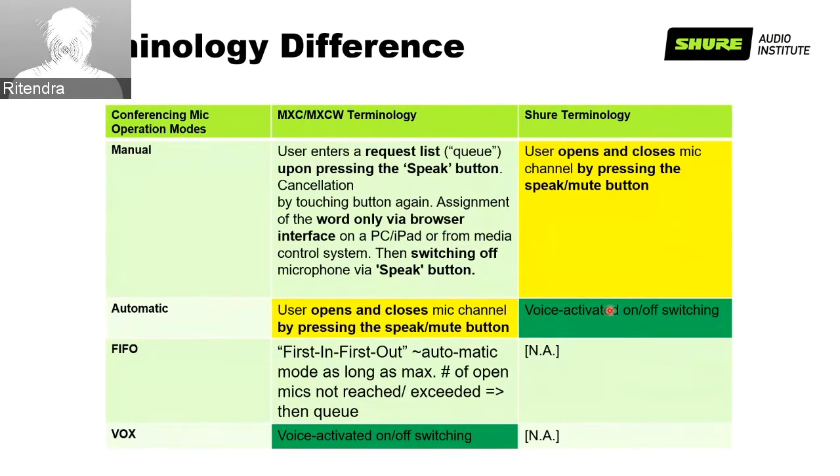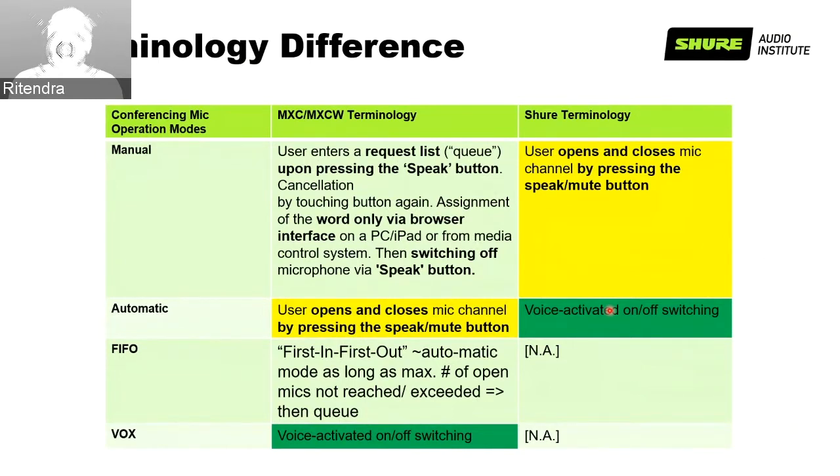So when we talk about manual mode in conferencing terminology, it is like delegate requests to speak and chairman gives the access, and if chairman doesn't want him to speak, he can turn off the microphone. In AV conferencing or Shure terminology, manual mode is like user presses the button, microphone turns on, user presses the button and the microphone turns off, right? In automatic mode of conferencing world, it is like you press the button and microphone turns on, and you unpress the button, microphone turns off. But in an AV conferencing, automatic mode is basically the voice activation.